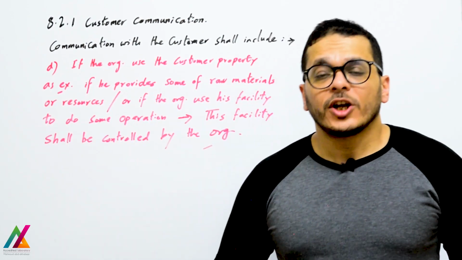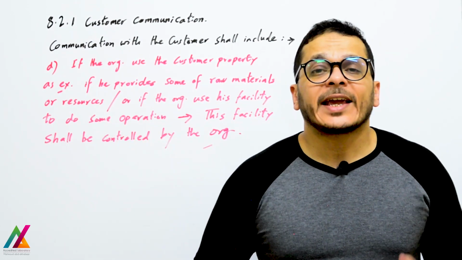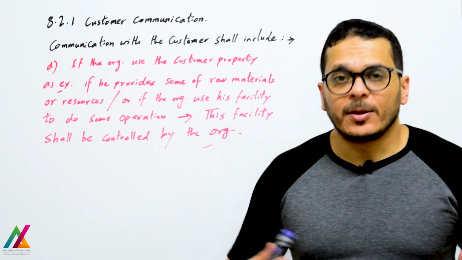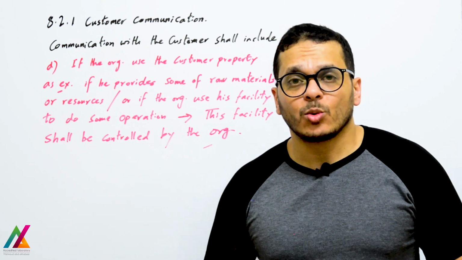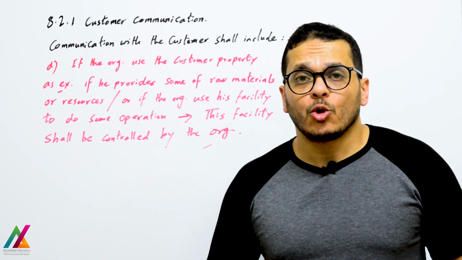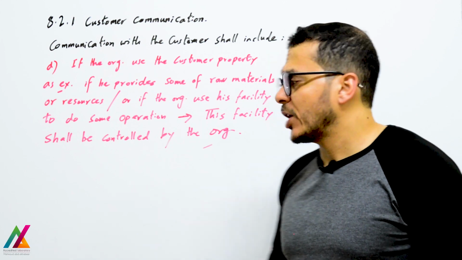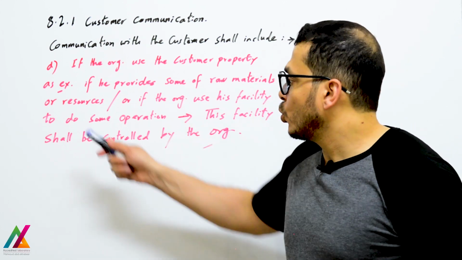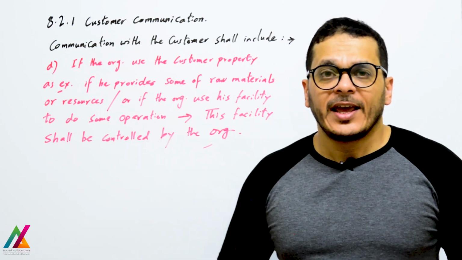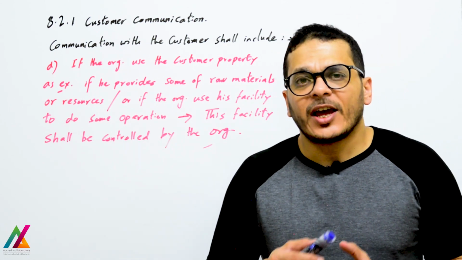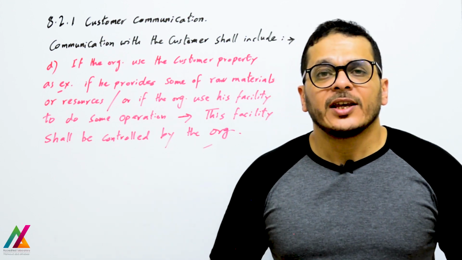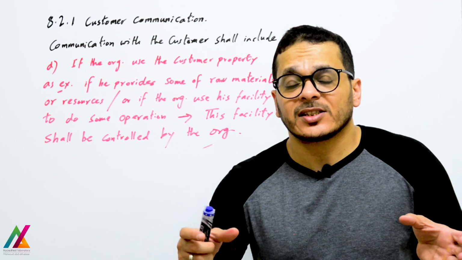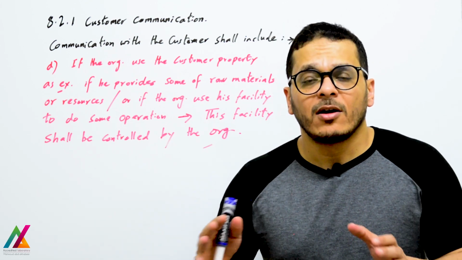Another very important point is if the organization uses customer property. For example, if the customer provides them with some raw materials required for production of his product or some resources, or if the organization uses his facility to do some operation. In this case, this property shall be controlled by the organization. They shall ensure that all regulatory and customer requirements and also requirements of this standard are met.